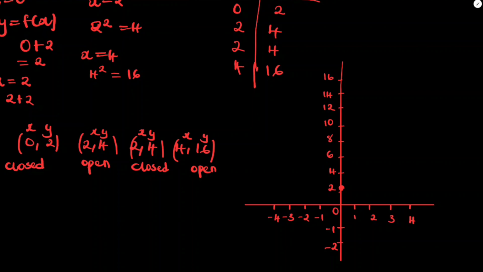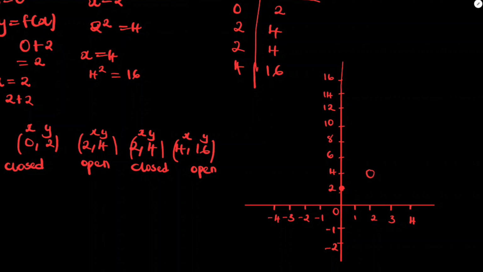Let's go to our second coordinate, 2 and 4. So here is 2 in the x-axis and 4 in the y-axis. So this is where we are going to draw that one. And remember, from our observation, that particular coordinate is open. So remember, an open coordinate is just a circle.